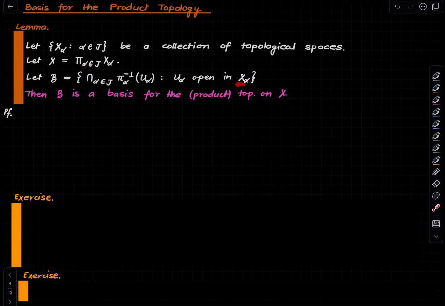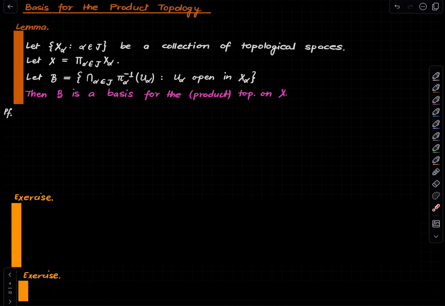For each alpha, you choose an open set in X alpha. Take the preimage under the alpha's projection of U alpha and intersect all of them. Remember what we did in finite products. Then we say B is the basis for the product topology on X. Or is it? This is what we would have liked to say, or what we would have written if we were not thinking too much. If we were to guess a basis, we would have immediately guessed this.